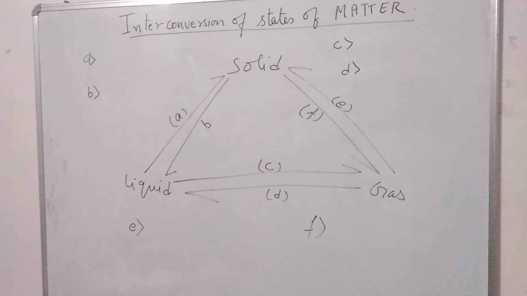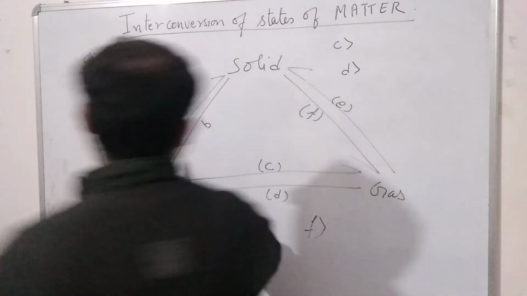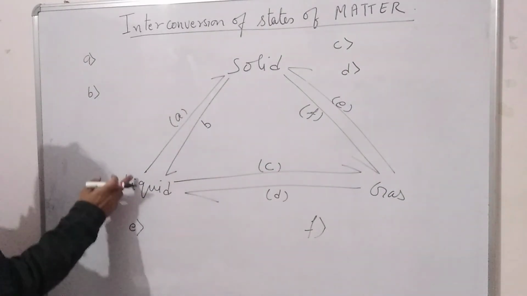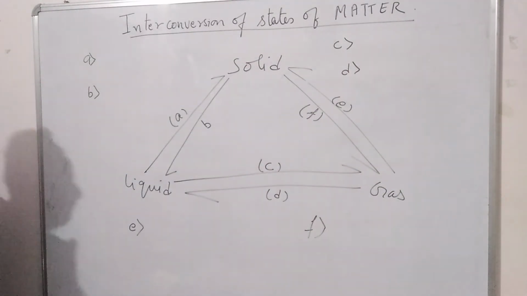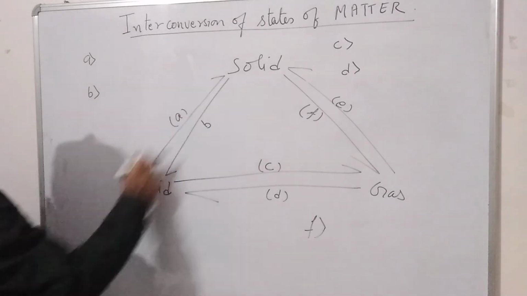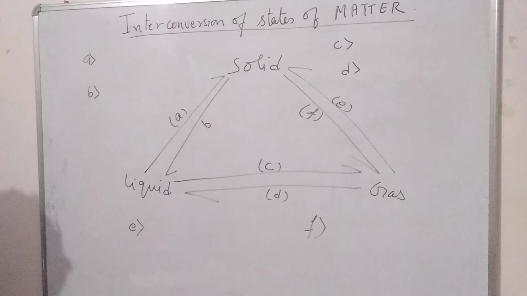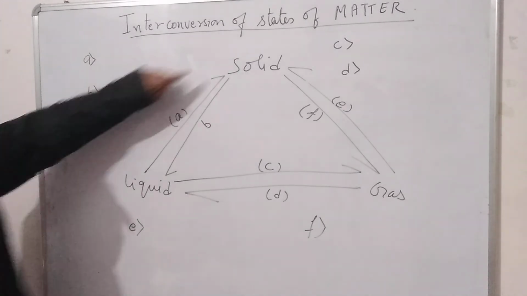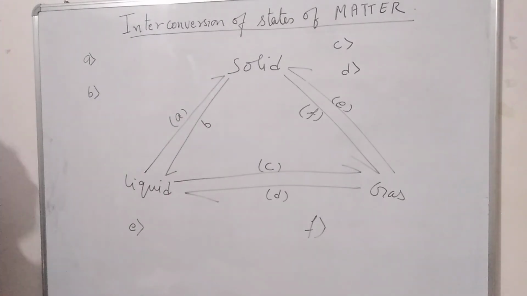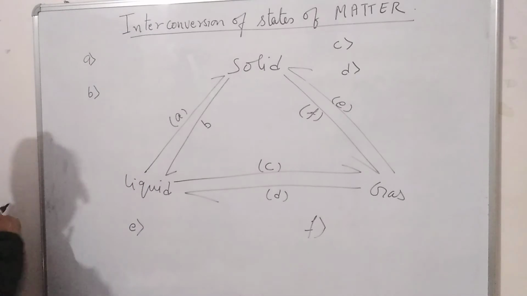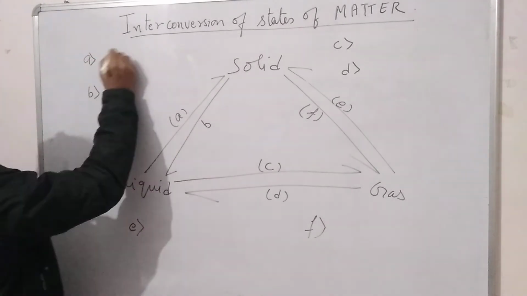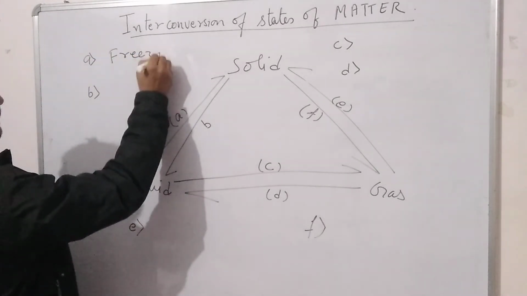So first of all, A. What would be the possible answer for A? All of you see the arrow mark. It is liquid to solid. So a liquid state changes to solid state. What will it be? It will be freezing.